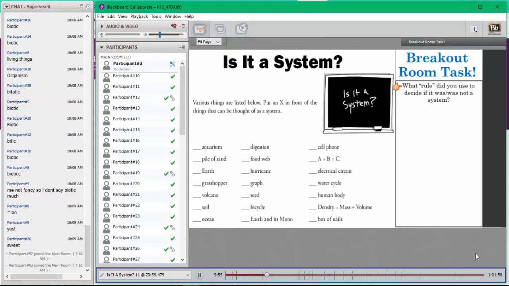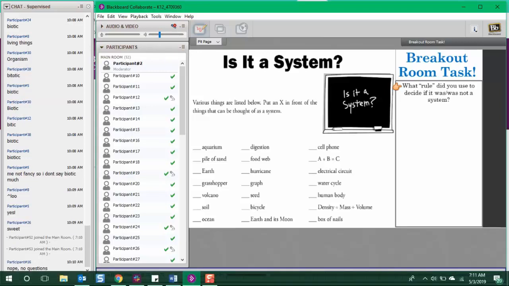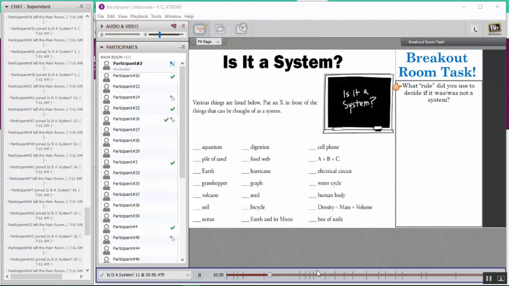Are there any questions? It's a very simple breakout room activity, and I'm going to put you in groups of 3. Questions? Good luck. Here we go.